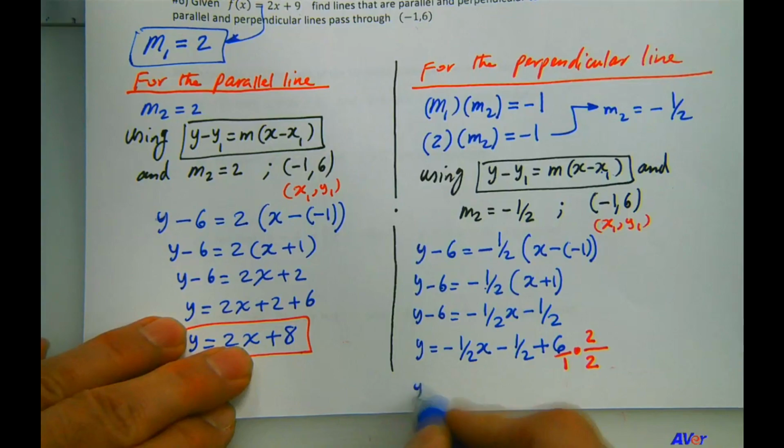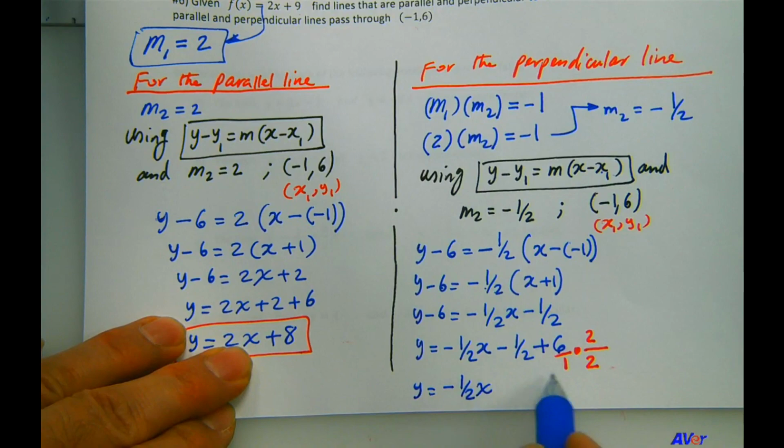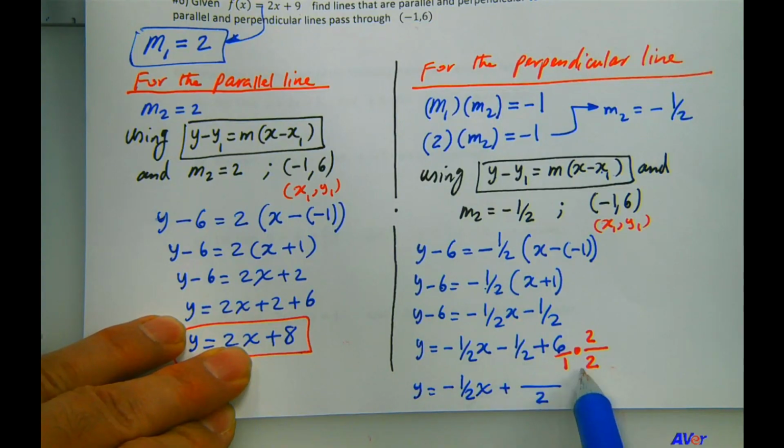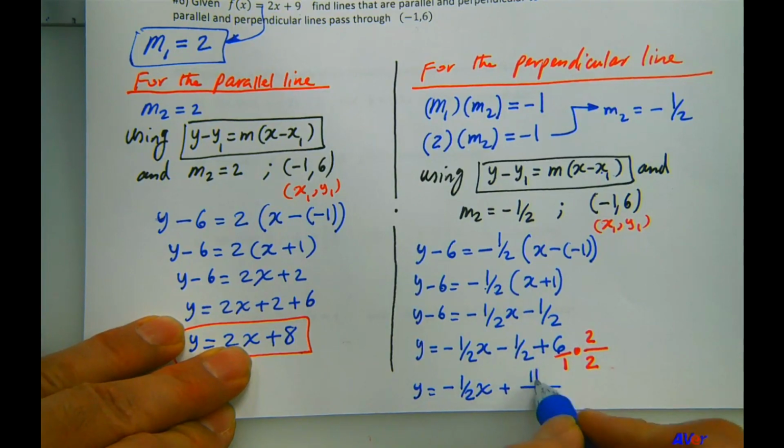So what do we have? We have y equals minus 1/2 x. Now, these two fractions add up to, let's see what the numerator adds up to be. The denominator is 2, we know that. Here we have minus 1 plus 6 times 2. So 6 times 2 is 12. Minus 1 is positive 11. So plus 11 over 2.